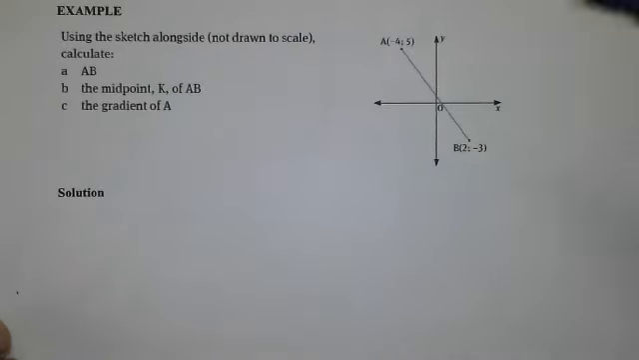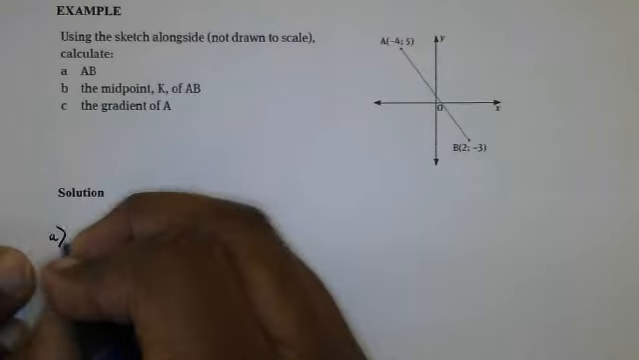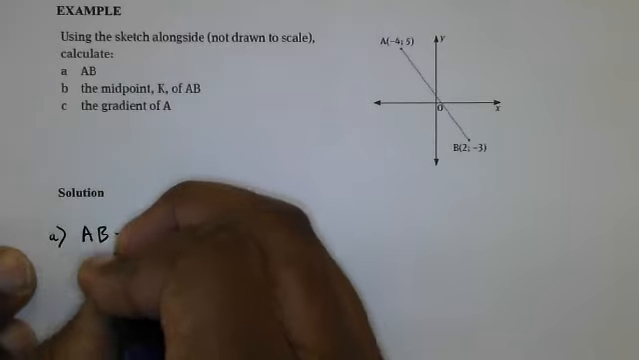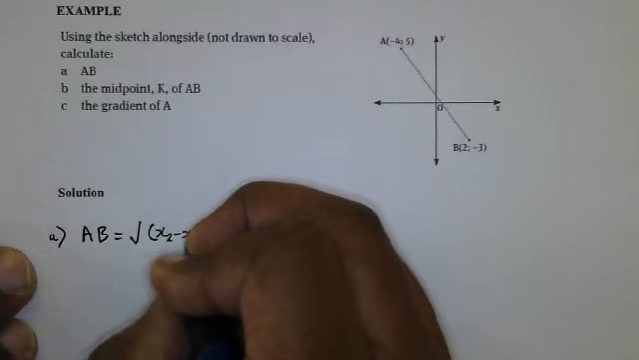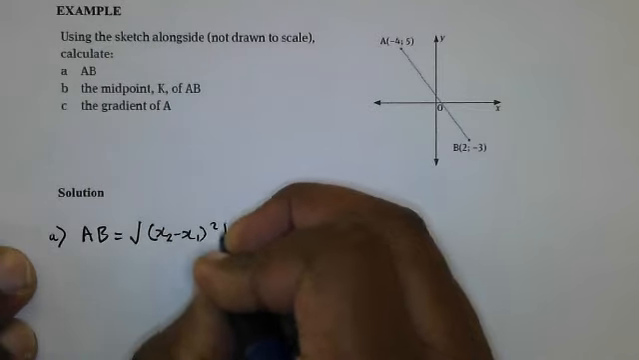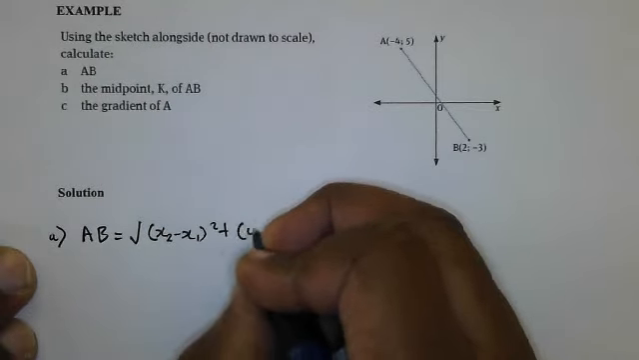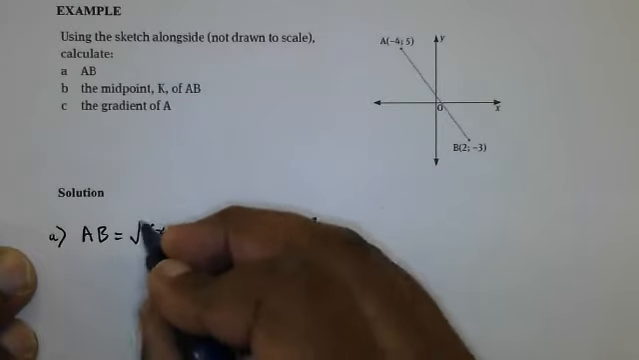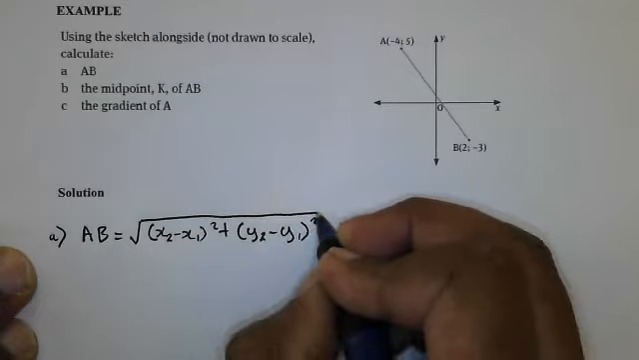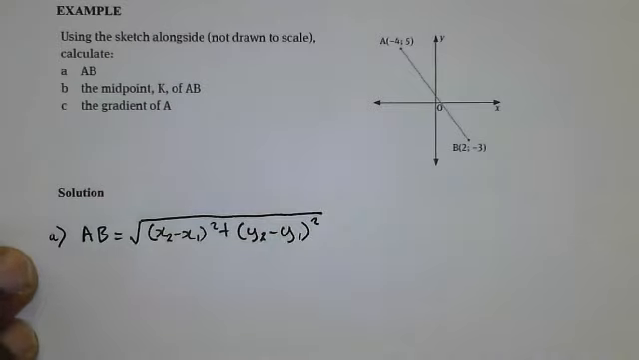Okay. So AB, obviously we need to calculate the distance. So we're going to use our distance formula. This one. Equals square root of x2 minus x1 squared plus y2 minus y1 squared. Okay, everything has to be under the same square root.